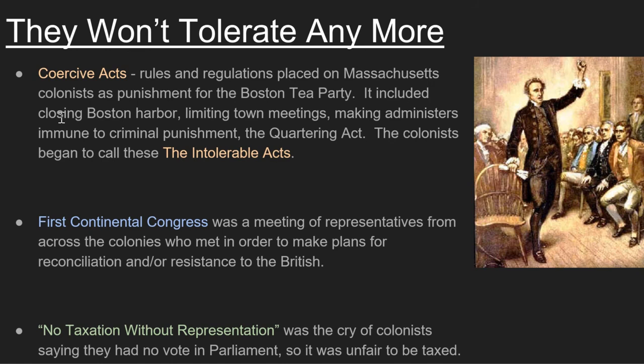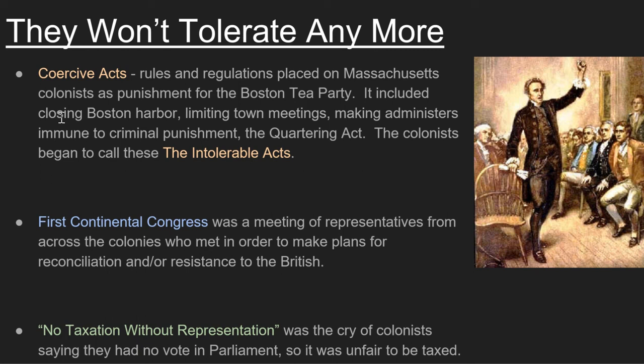Well, at this point, this infuriated the British government. So they enacted the Coercive Acts, which are rules and regulations placed on Massachusetts colonists to punish them for the Boston Tea Party. It included closing the Boston harbor, so no ships could come in and out, which ruined them economically, and limiting town meetings. They made administrators immune to criminal justice, so they couldn't punish the British leaders.